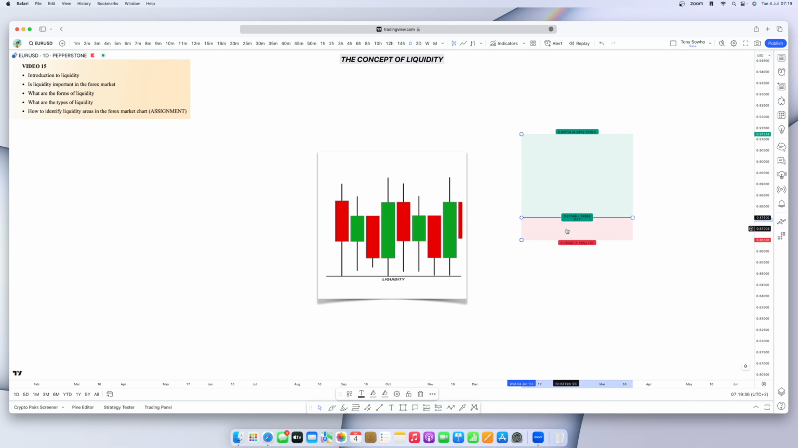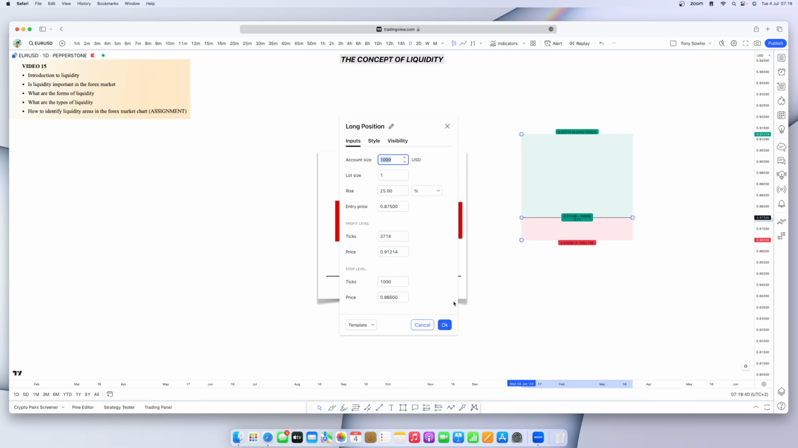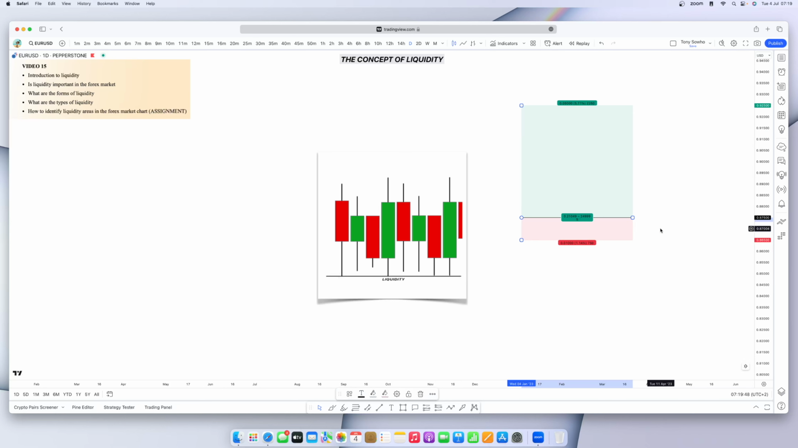Yes, 100 pip stop loss. This is the 100 pip stop loss now. And then I want to make 500 pips. Exactly, so I'm risking 100 pips to make 500 pips. Now, if I am buying this, my entry is at 87,500. Now, this area down here is my stop loss.